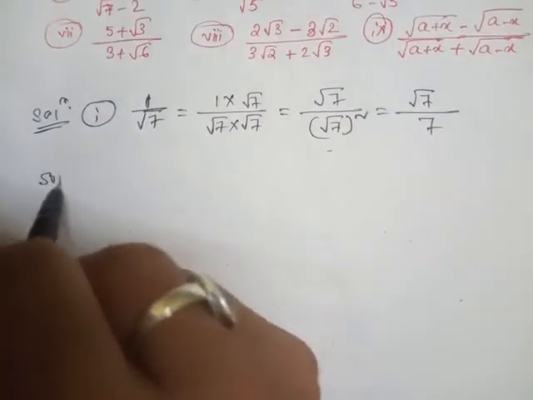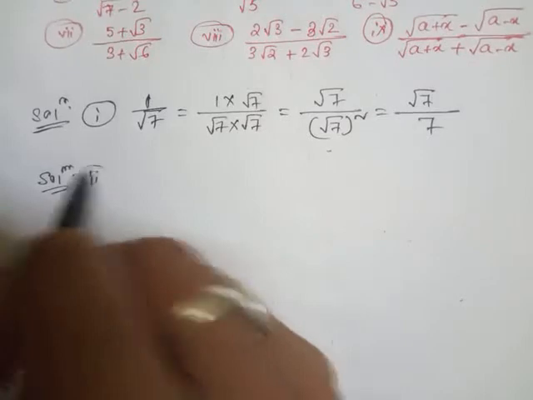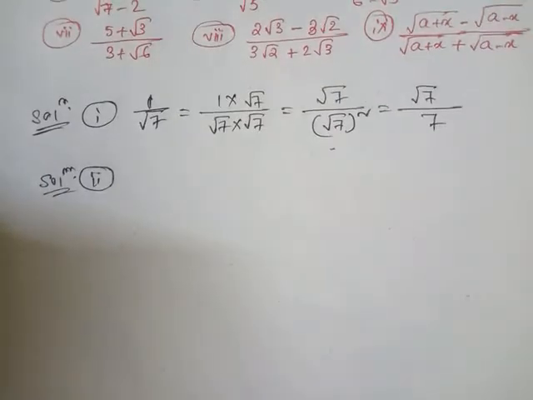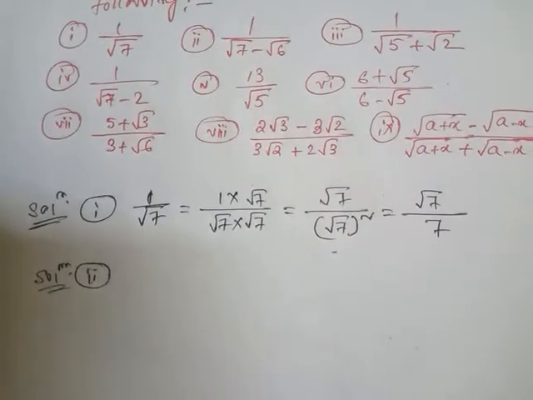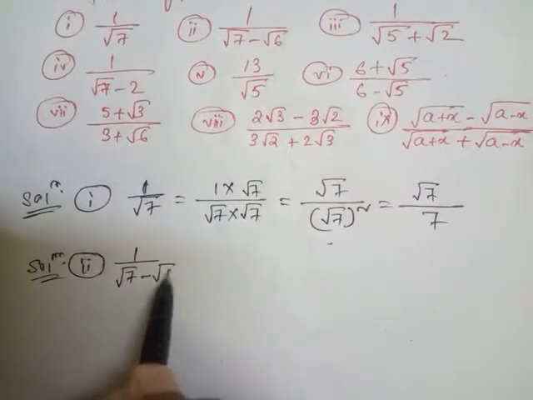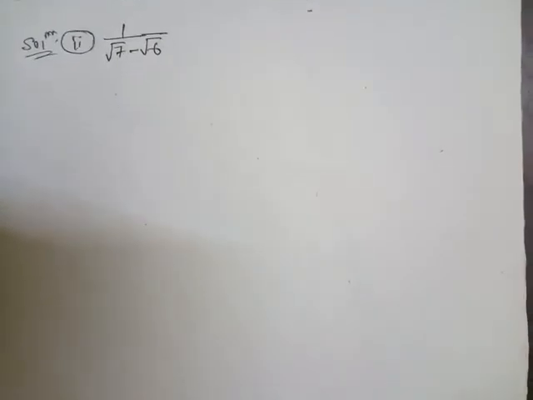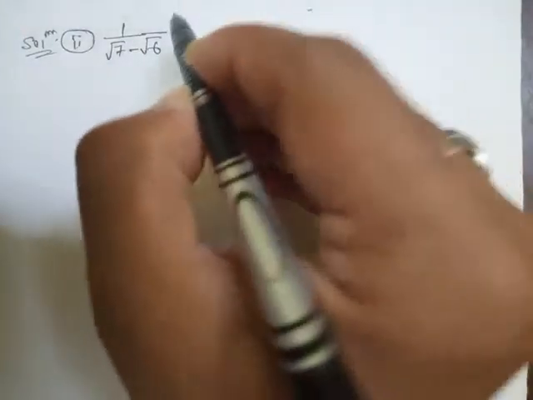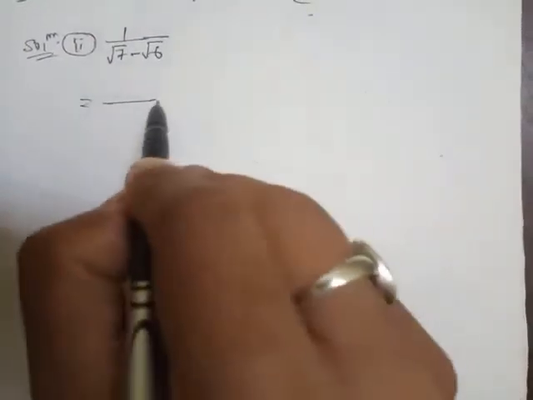Roman 2 solution. Now the question is given here, 1 by root 7 minus root 6. Now I will go for the rationalization here again. Now how to solve this one? Look, here go for the rationalization, which means 1 by root 7 minus root 6 is given here.